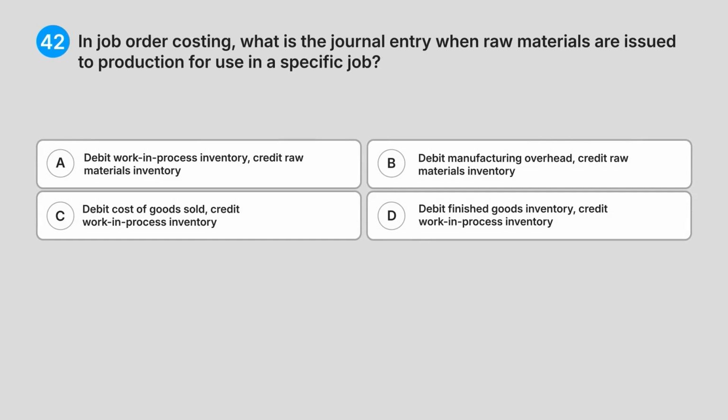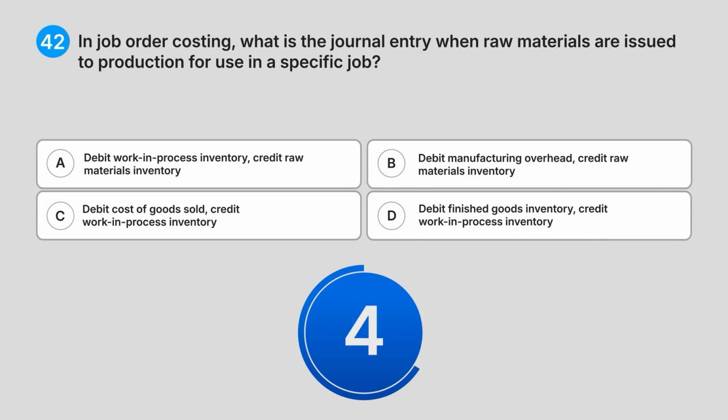42. In job order costing, what is the journal entry when raw materials are issued to production for use in a specific job? A. Debit work in process inventory, credit raw materials inventory. B. Debit manufacturing overhead, credit raw materials inventory. C. Debit cost of goods sold, credit work in process inventory. D. Debit finished goods inventory, credit work in process inventory. What do you think is the answer?